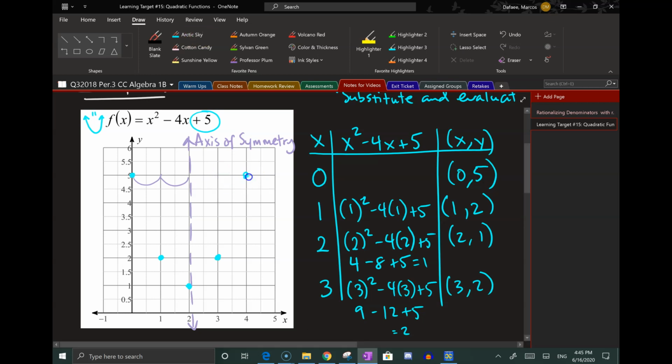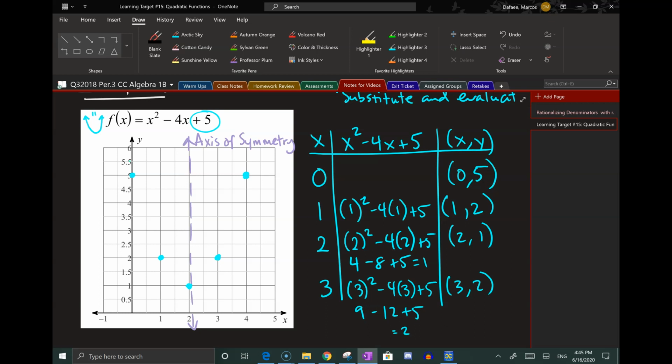And that will give me a point right there. Totally free. So these 2 points actually were completely free. I didn't have to do anything at all. Nothing in the table, no calculation. So now we have 5 points, and I can go ahead and complete my graph.